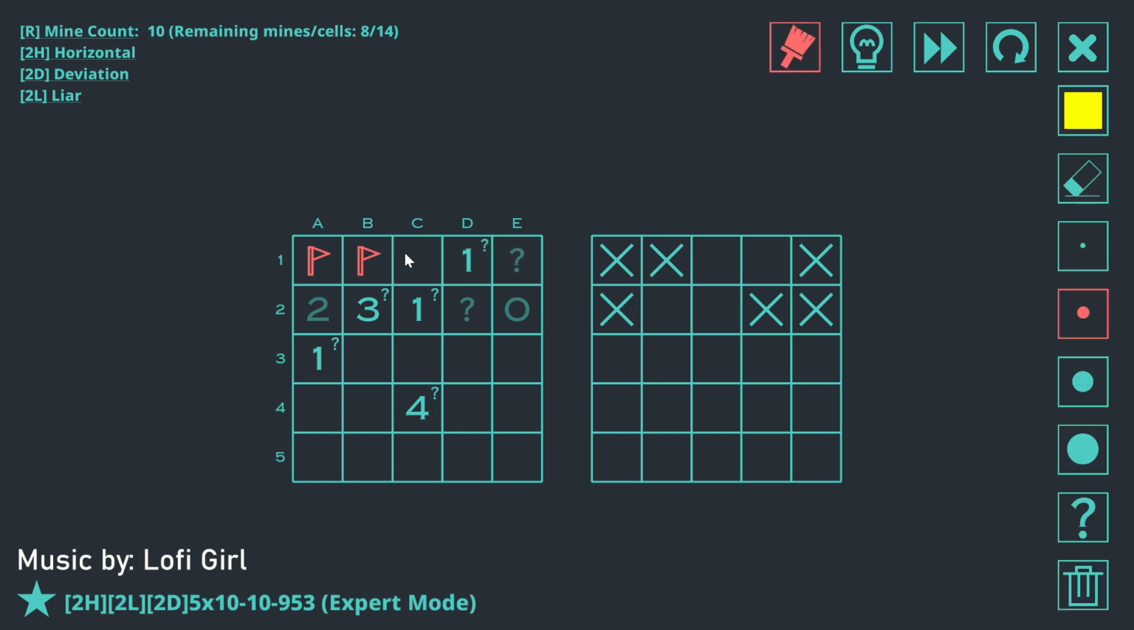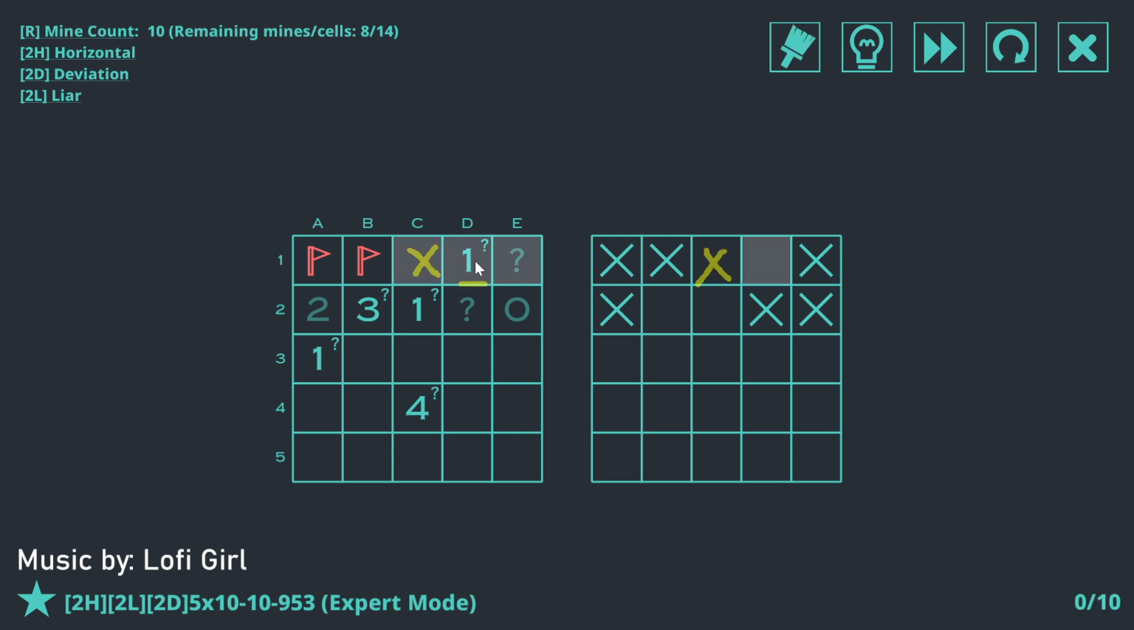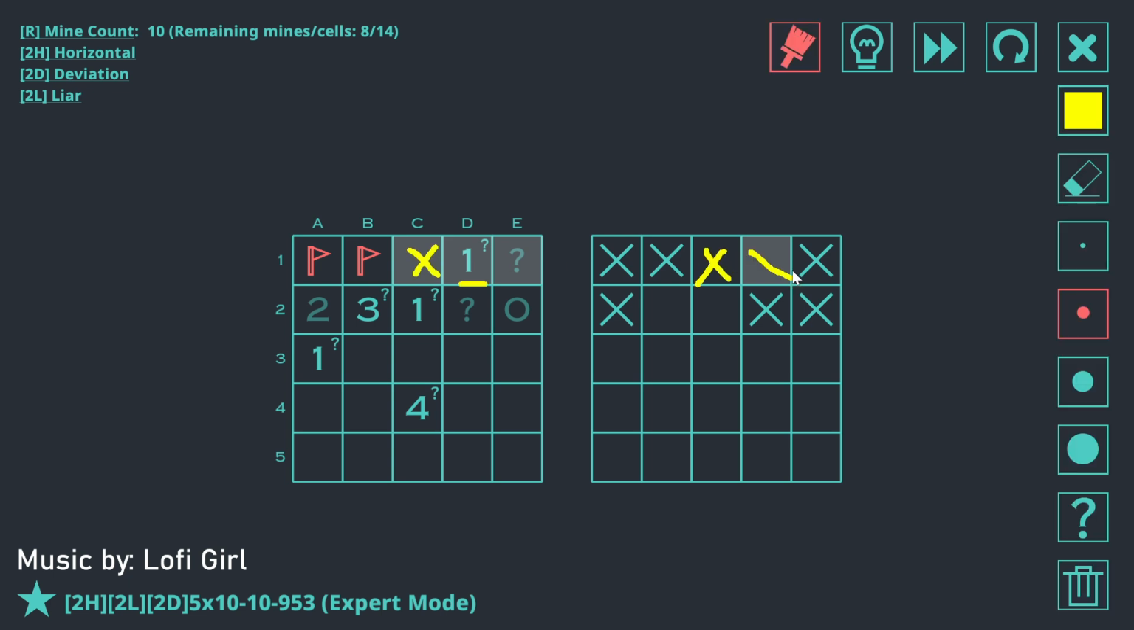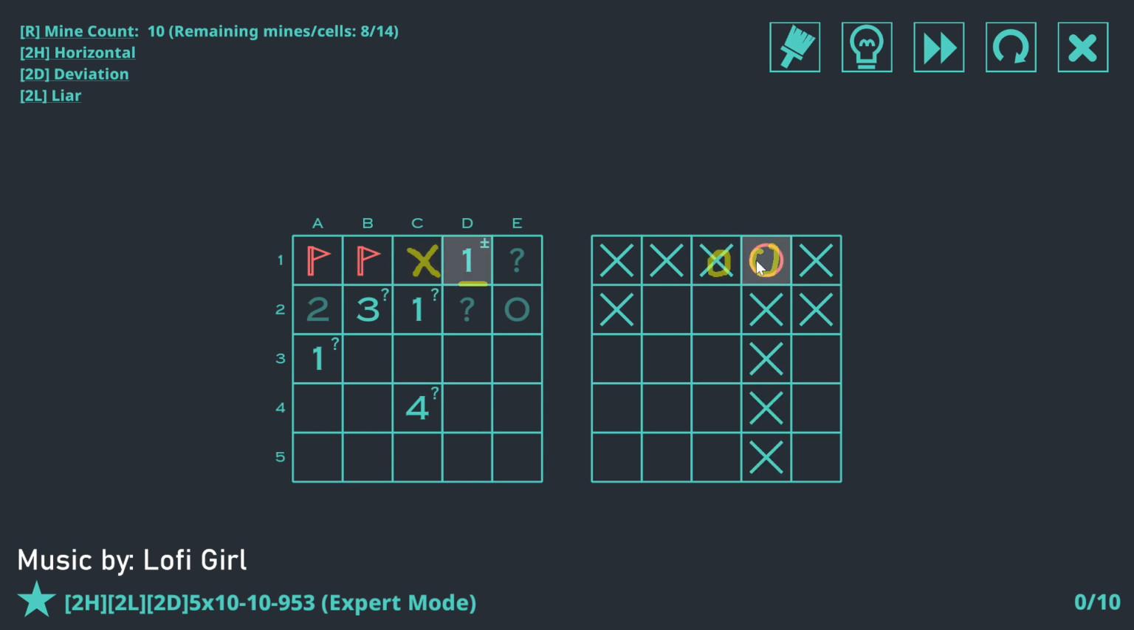Now, I think there must be a liar in one of these 2 cells to finish the row here. But it can't be a liar here, because if this was a liar, then, by definition of what a liar is, it is not a mine. That will make this a liar because this 1 now sees 0. And then you would have 2 liars in the row, which fails. Oh, and I guess it would be more correct to mark a liar as a circle. So that means that this can't be a liar, and therefore this is.